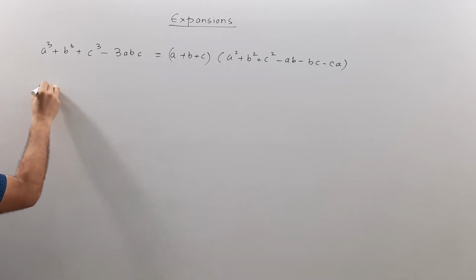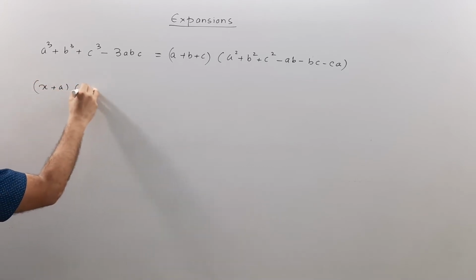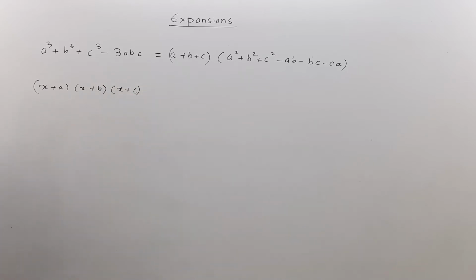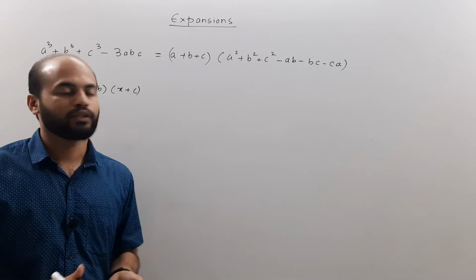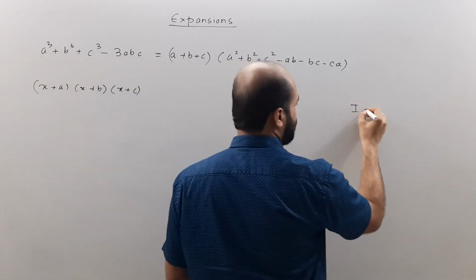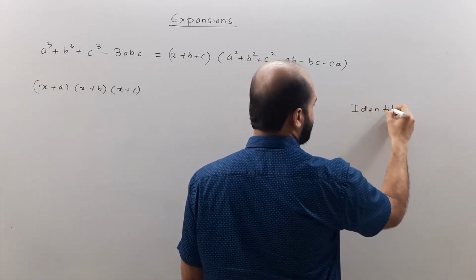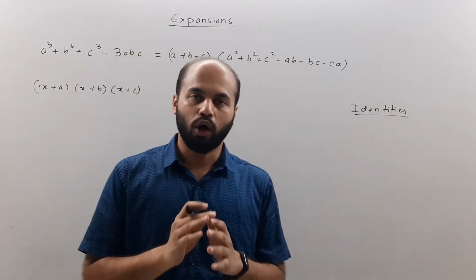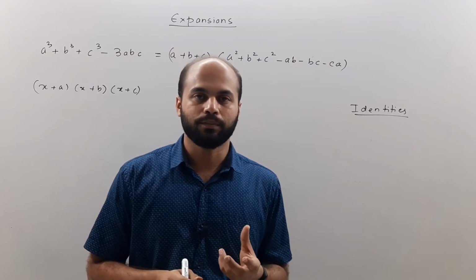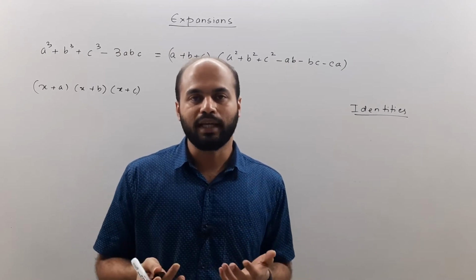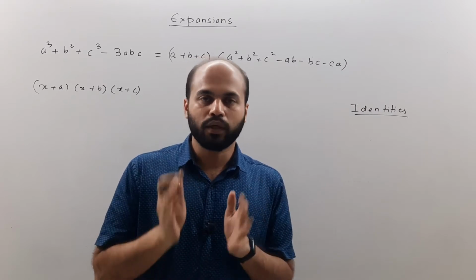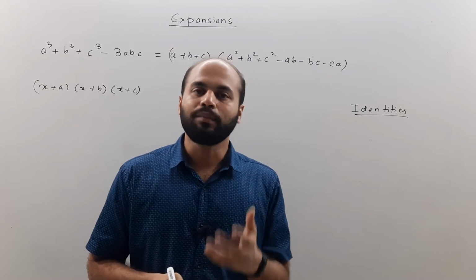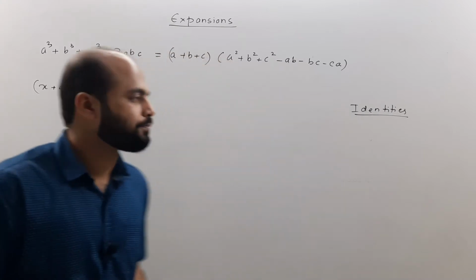There's one more expansion. Let's say this is (x+a)(x+b)(x+c). These expansions are called identities. An identity is something that is valid for all values of that expression. If I take random values of a, b, c and x and put them on the left hand side and right hand side, both will come out equal, and it is valid for any value of those variables.